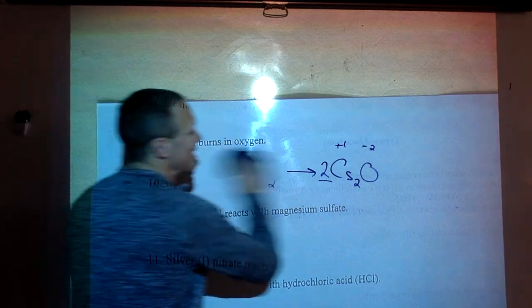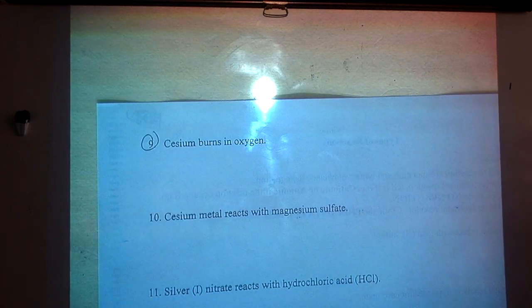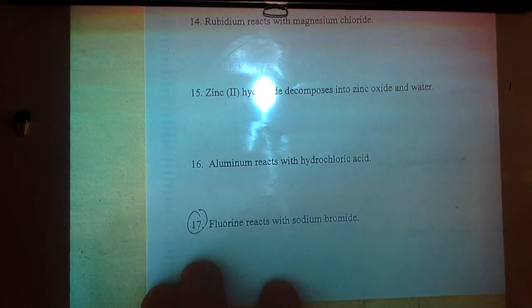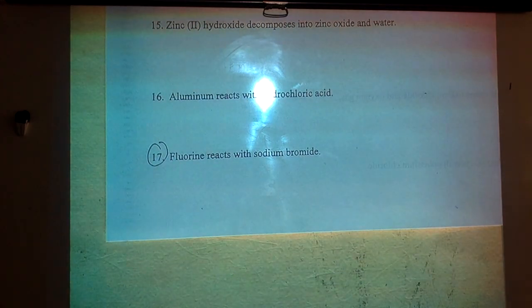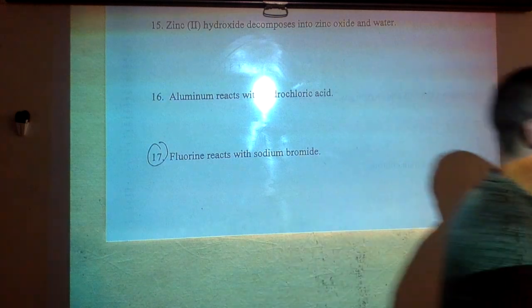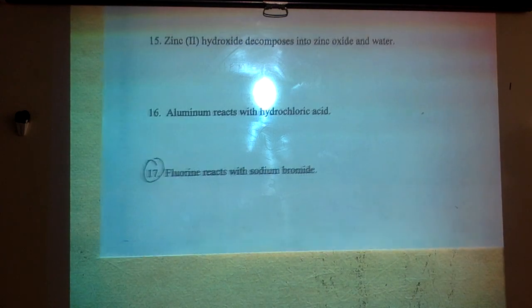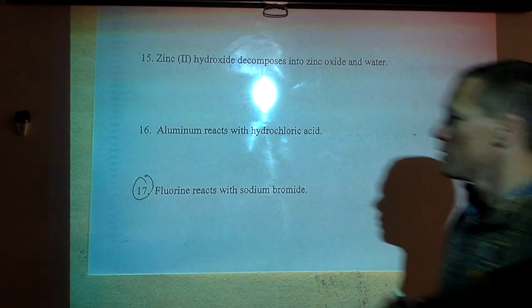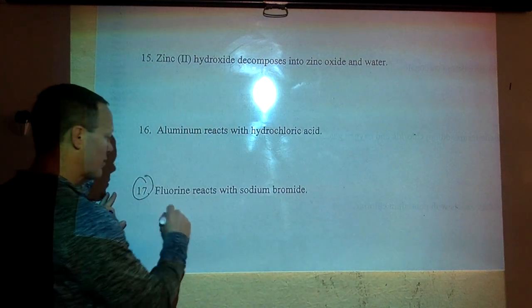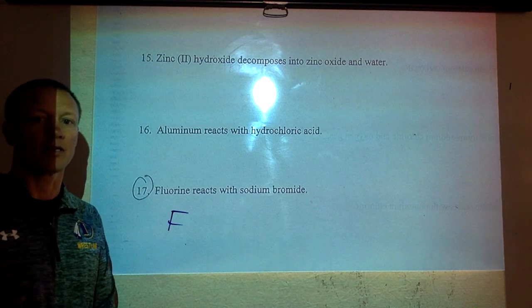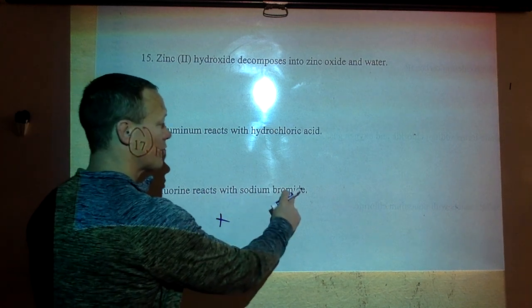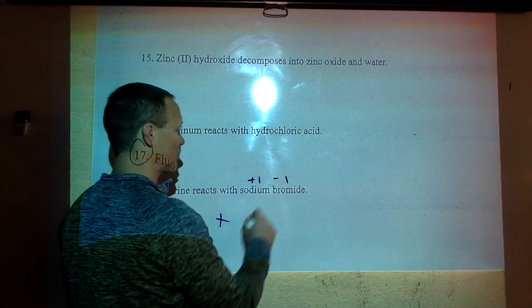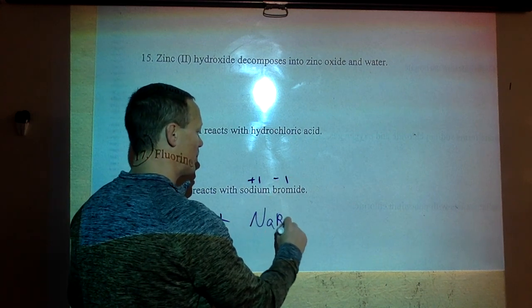I'm going to do number 17. And maybe 16 also. We'll see. So here's 17. You got fluorine. Again, whenever you write an element by itself, make sure it's not diatomic. Fluorine is diatomic. Reacts with, so that's plus sodium bromide, which is a plus 1 and a minus 1 charge. So sodium bromide.